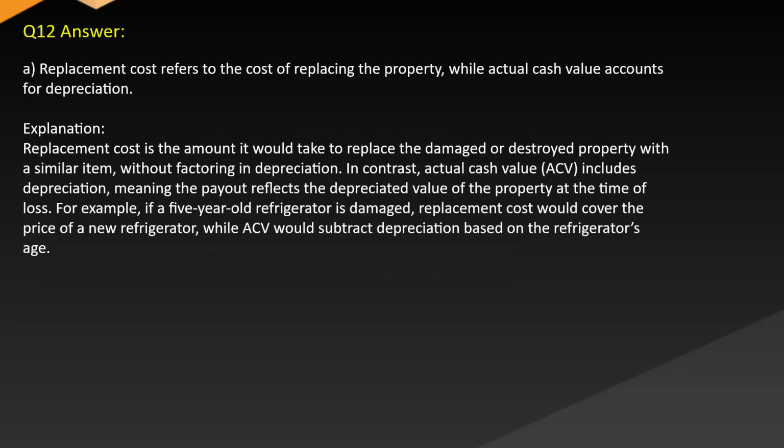Answer. A. Replacement cost refers to the cost of replacing the property, while actual cash value accounts for depreciation. Explanation. Replacement cost is the amount it would take to replace the damaged or destroyed property with a similar item without factoring in depreciation. In contrast, actual cash value (ACV) includes depreciation, meaning the payout reflects the depreciated value of the property at the time of loss. For example, if a 5-year-old refrigerator is damaged, replacement cost would cover the price of a new refrigerator, while ACV would subtract depreciation based on the refrigerator's age.